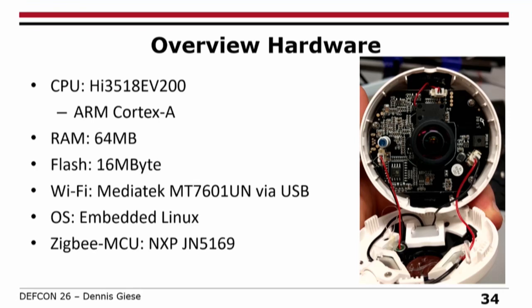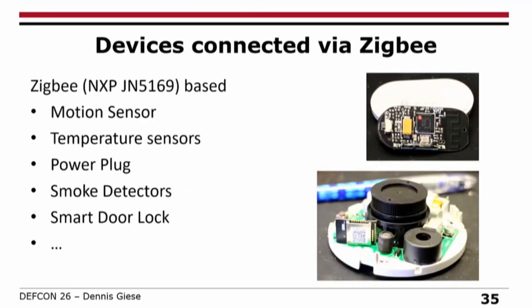In addition to the camera functionality, we also have the Zigbee module, so we can also speak Zigbee. The kinds of devices which you can connect to this thing are motion detectors, temperature sensors, power plugs, smoke detectors, what could possibly go wrong, or smart door locks, for example.